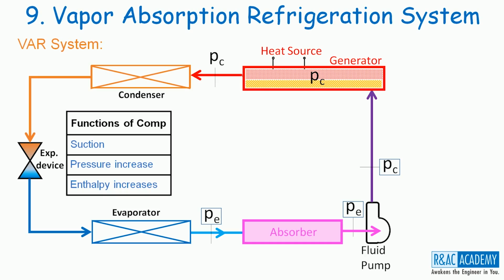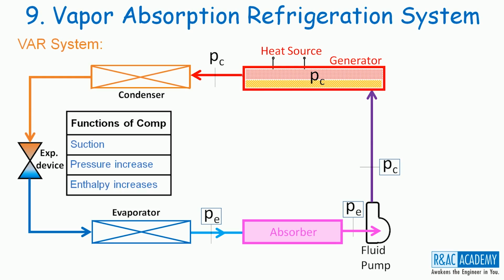On the other hand, we are left with lean mixture in the generator. We are calling it lean mixture because it is weak in refrigerant. We now need to send this lean mixture to the absorber.